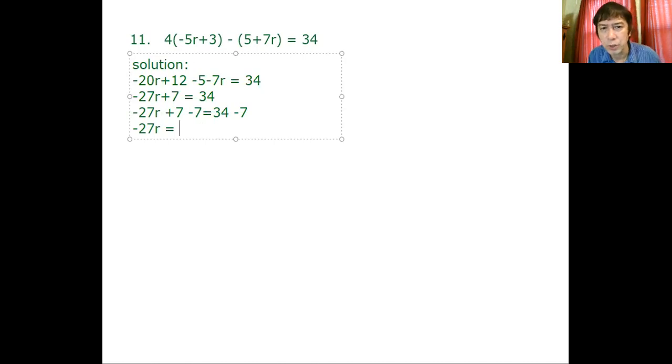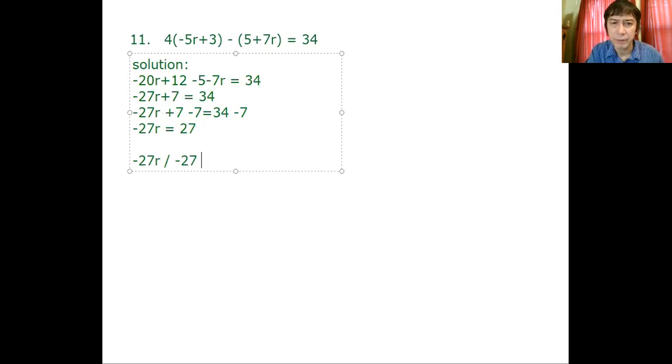All right, so the next line you have negative 27r, and these two 7s reduce to 0. And then the right side is 34 minus 7. And that should be a positive 27. So 34 minus 7 is 27. And so the next line will just be the division property. So we have negative 27r. We divide this by the number beside the r, and that number is negative 27. And then the right side is exactly positive 27. We will also divide this by the same number, negative 27. So the final answer will just give us r.